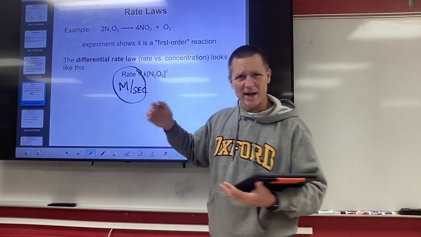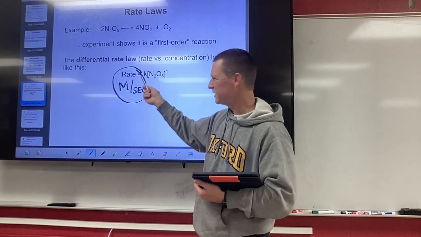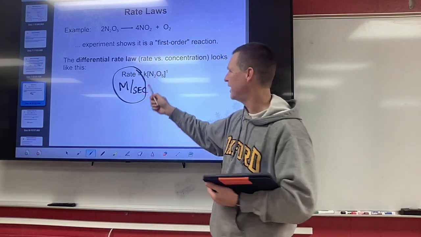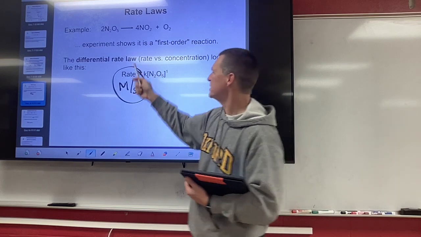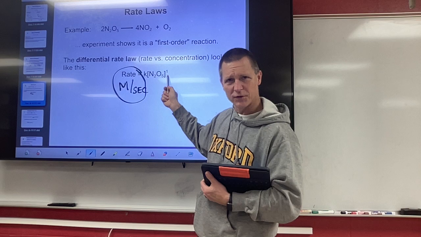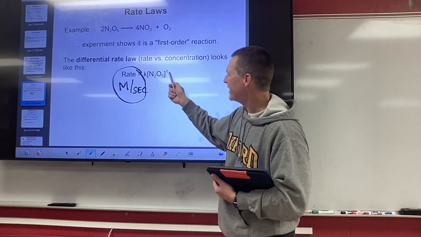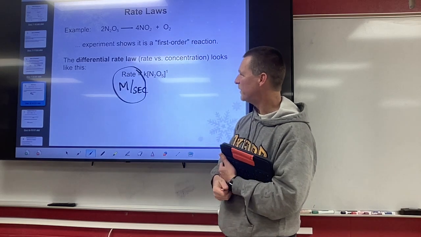k is called the rate constant. Again, it changes for every reaction. And there's several things that go into the k value. We'll spend time on k. But yeah, then it's k times the concentration of N2O5 to the first power. So the order is what the exponent is on the N2O5 concentration.